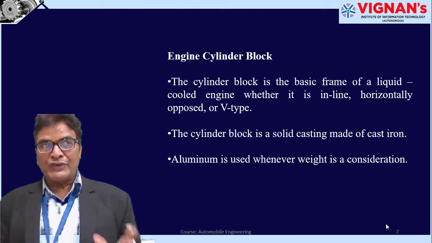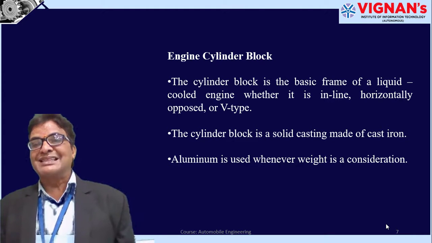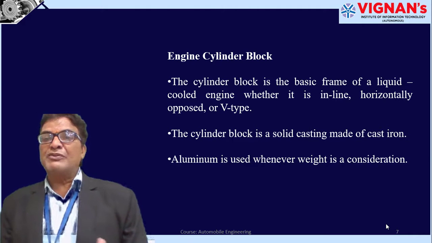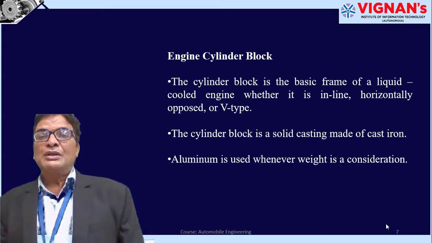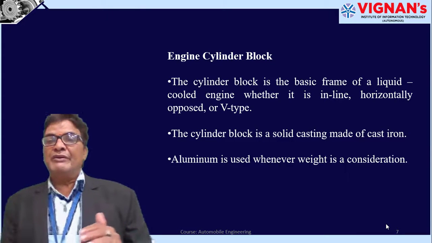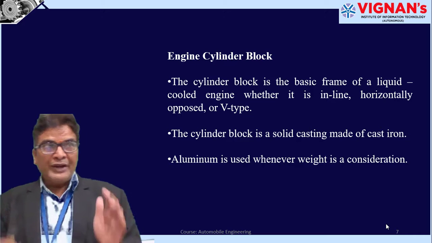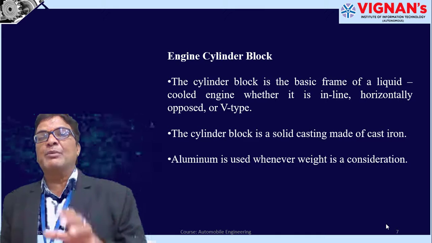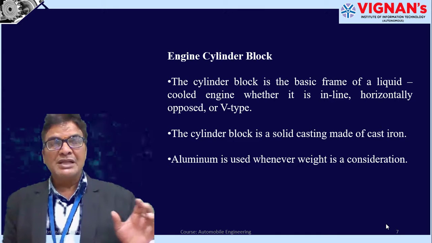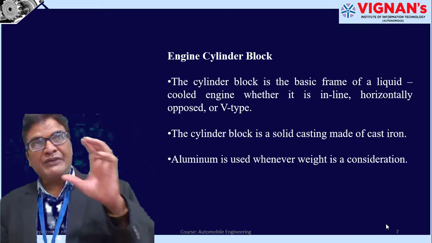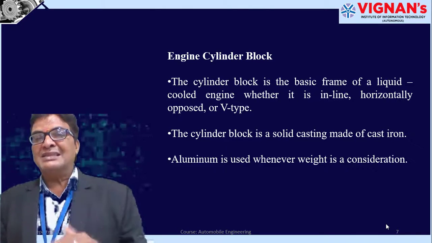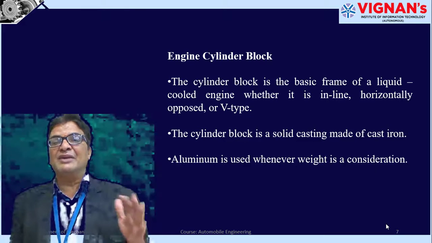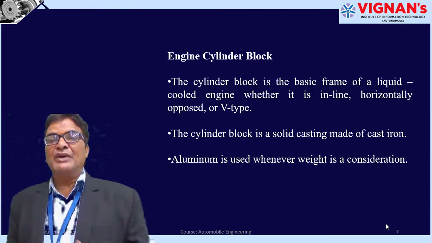The cylinder block is a solid casting made of cast iron. See here, the material is cast iron, whereas the process of manufacturing is casting. Aluminum is used where weight is a consideration. That is, in aviation engines, the engine cylinder block is made of aluminum because as the weight of the engine should be less, the vehicle can fly to greater heights easily. That's why aviation engines are made of aluminum.